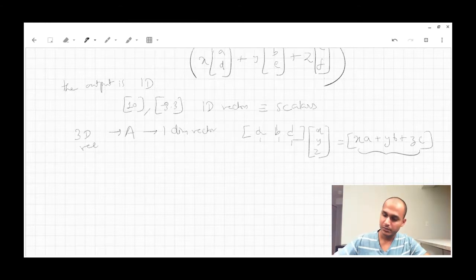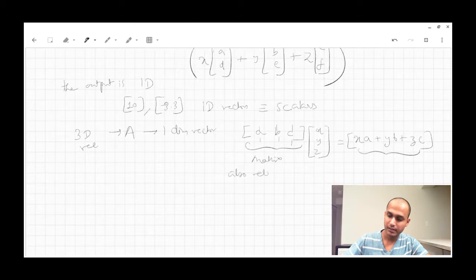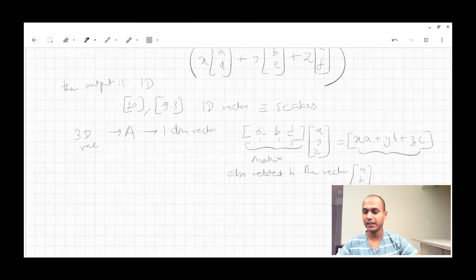If you look at this, this is a matrix, but it has 3 columns and only 1 row. So this is also related to the vector A, B, and C. There's this notion of duality that I urge you to check out. So this matrix is related to this vector A, B, and C.